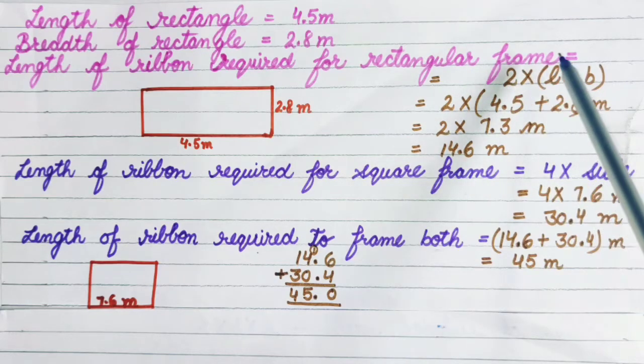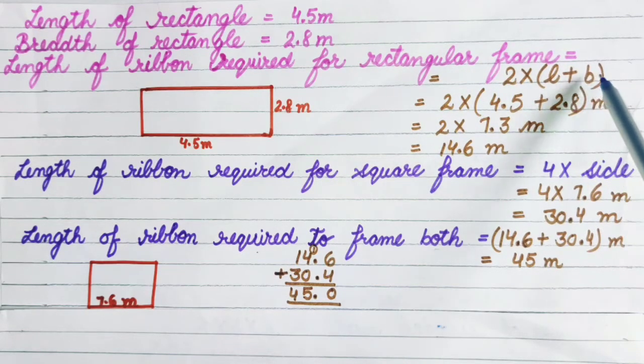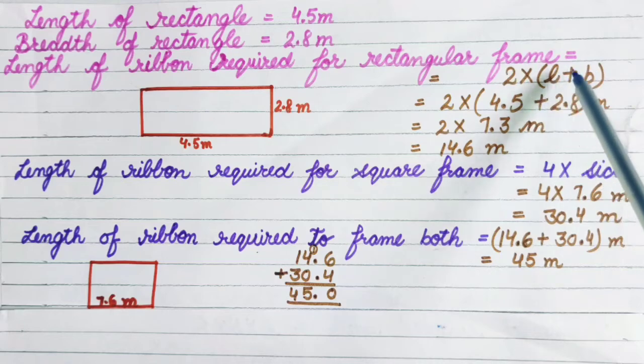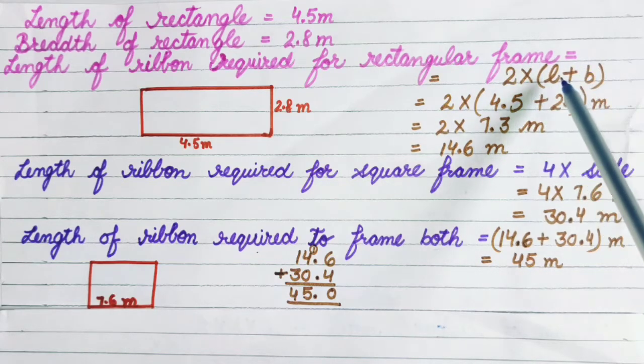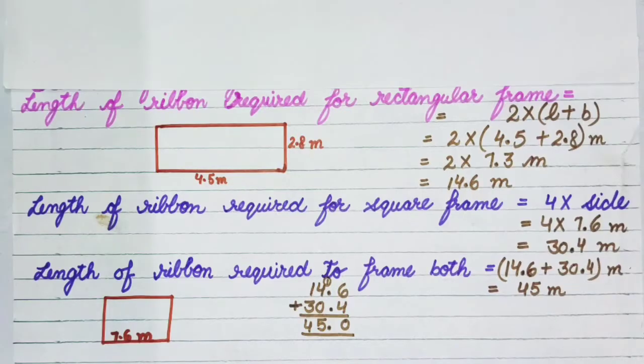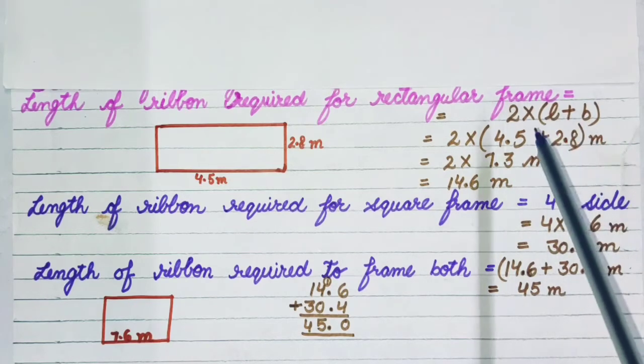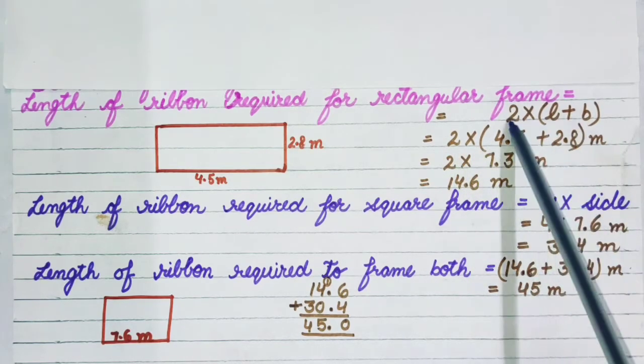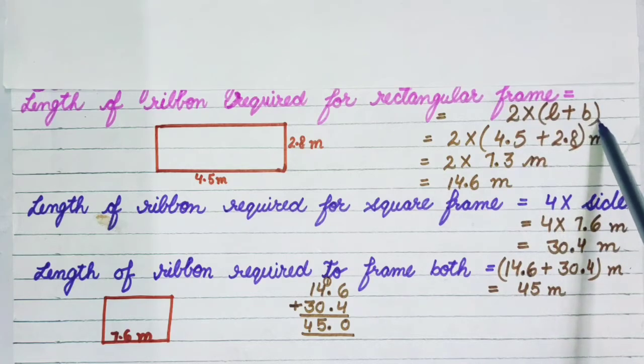First of all, we will calculate the perimeter of the rectangle, and the formula of the perimeter of a rectangle is 2 multiply length plus breadth. We will put the value of length and breadth in the formula. According to the question, length is 4.5 meter and breadth is 2.8 meter. So now we have put the values in the formula. So we will do the calculation.